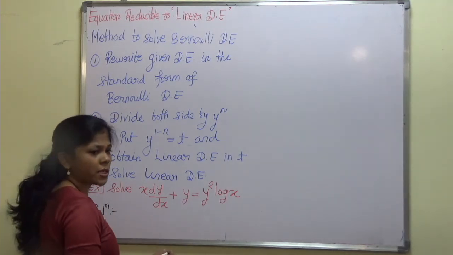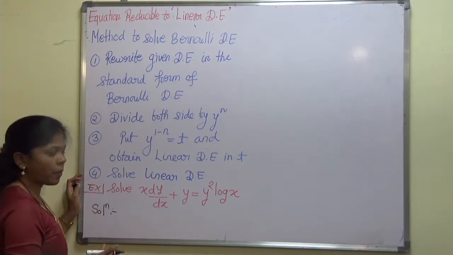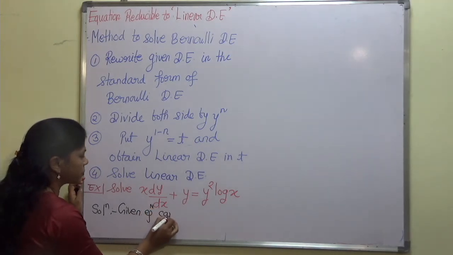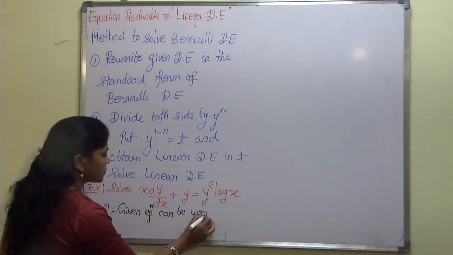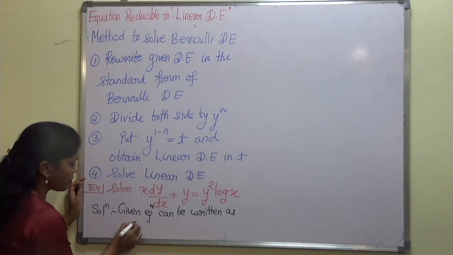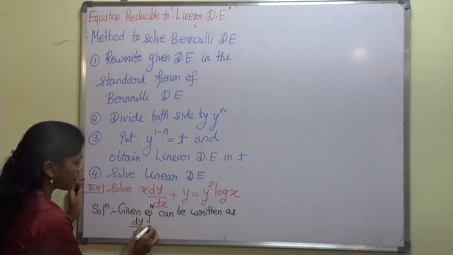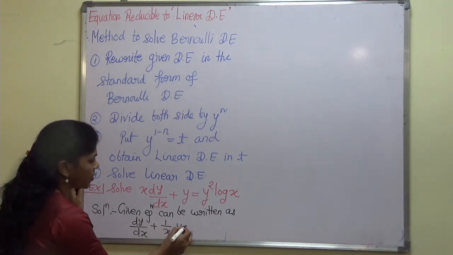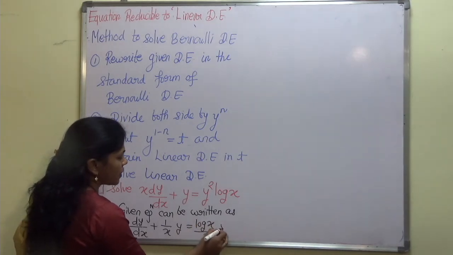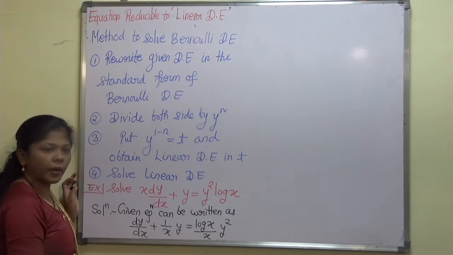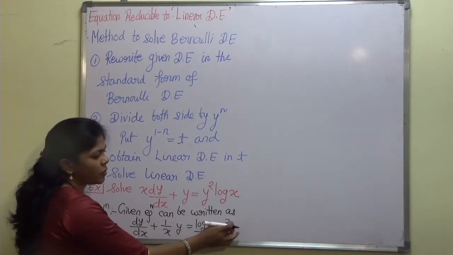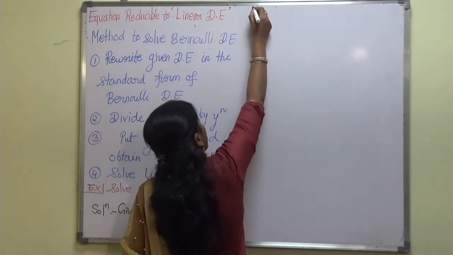Let us first put this in standard form as per step number 1. The given equation can be written as, dividing by x, dy by dx plus 1 by x into y is equal to log x by x into y power 2. Look at this, it is in the form dy by dx plus p of x into y equal to q of x into y to the power n, which is a Bernoulli differential equation.